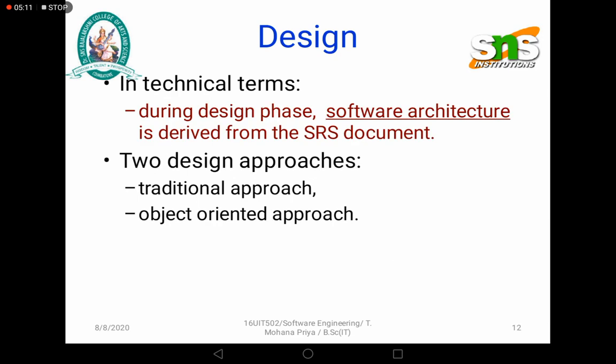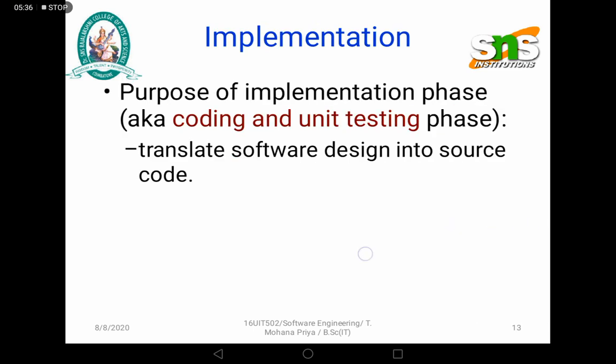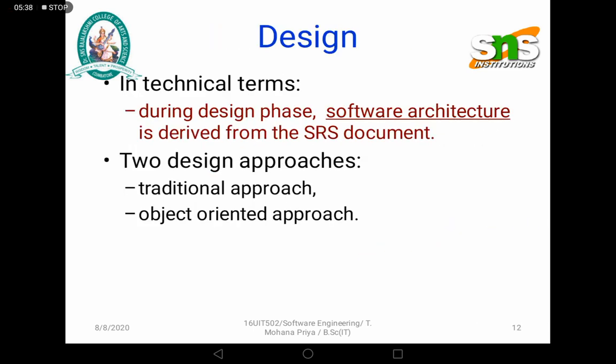During the design phase, software architecture is derived from the SRS document, as I just said, and there are two different types of design approaches used. One is the traditional approach and the second one is the object oriented approach. In the traditional approach, flowcharts and data flow diagrams may be used. In the object oriented approach, object oriented concepts and diagrams like class diagrams, object diagrams, state diagrams, and interaction diagrams may be used. That is the objective of object oriented.